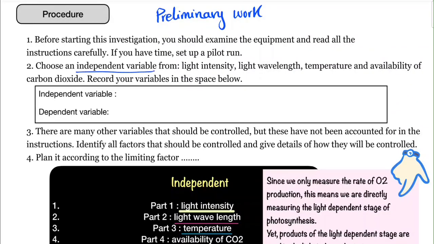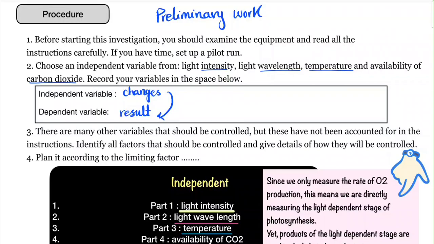We're going to choose an independent variable, and I'm reminding you that the independent variable is the factor that changes. And the dependent variable is the result that's dependent on the independent variable. We gotta choose our independent variable, whether I'm gonna vary light intensity, wavelength, temperature, or the availability of carbon dioxide. And we're gonna record them, of course. That's what we're gonna discuss later on.